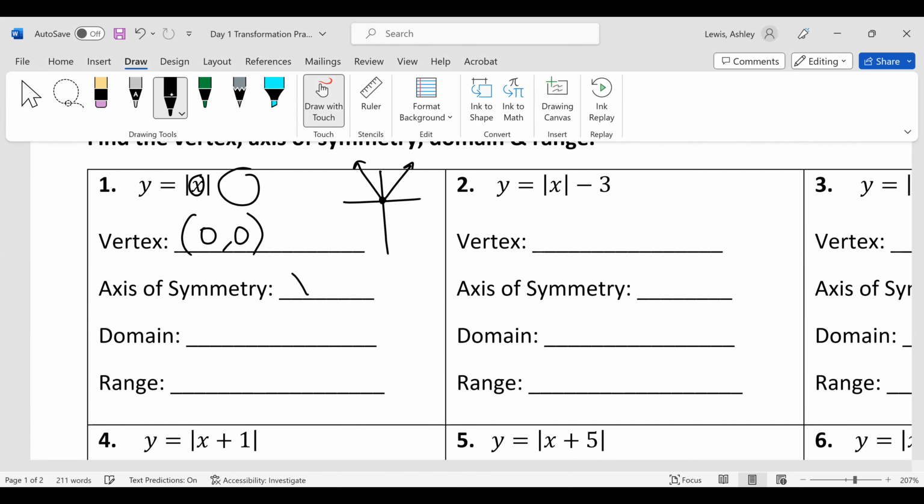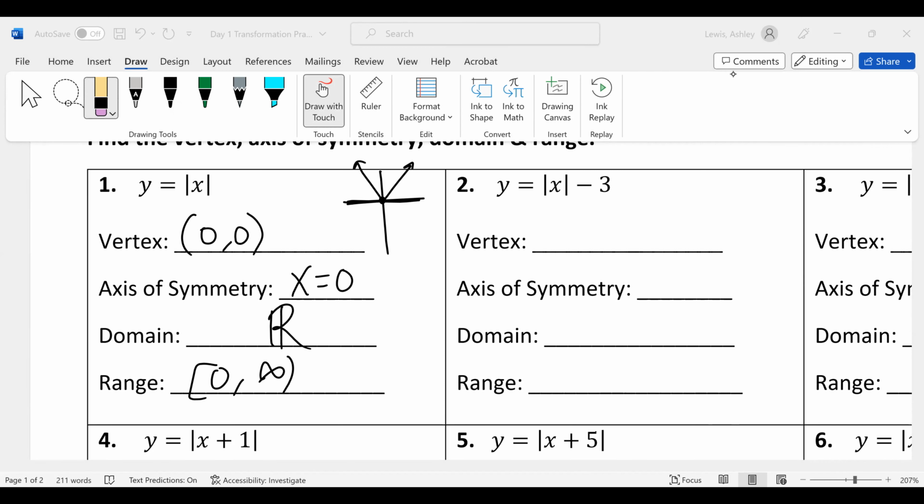Your axis of symmetry is at 0. Your domain is always all real numbers. I'll just put all real numbers. And then your range, where's the very bottom? At 0. And it goes up to, there you go. That was the parent function. Any other questions, guys? Okay, I'll be walking around if y'all need help.